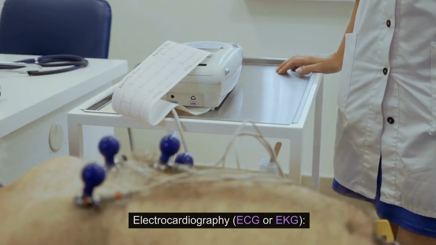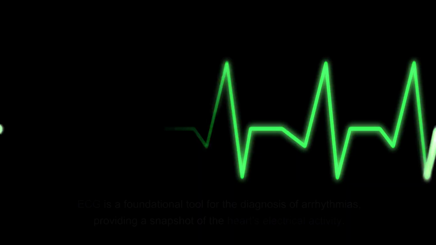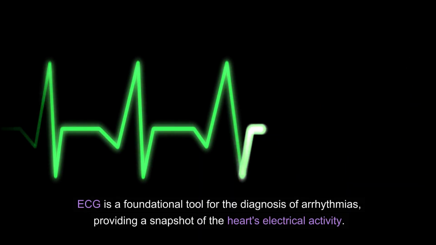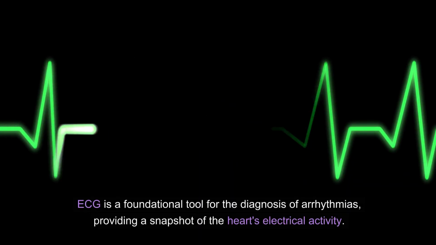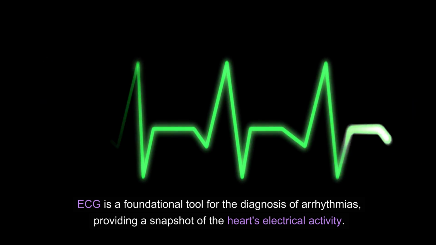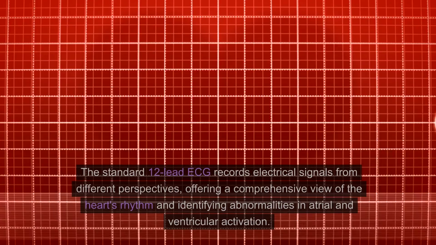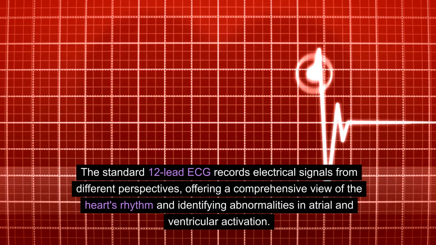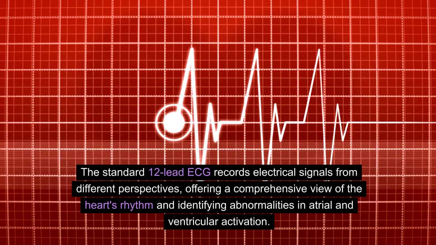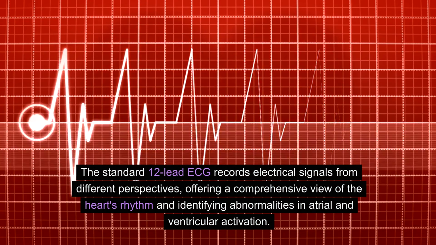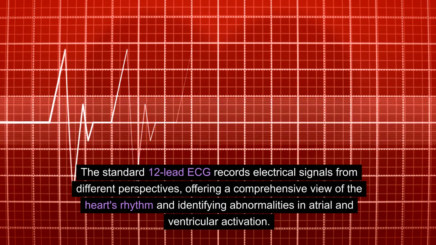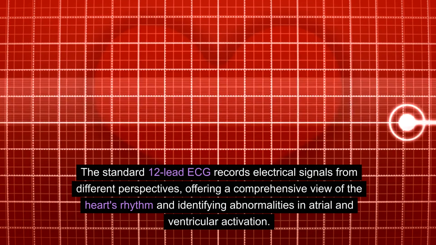1. Electrocardiography, ECG or EKG. ECG is a foundational tool for the diagnosis of arrhythmias, providing a snapshot of the heart's electrical activity. 12-lead ECG. The standard 12-lead ECG records electrical signals from different perspectives, offering a comprehensive view of the heart's rhythm and identifying abnormalities in atrial and ventricular activation.